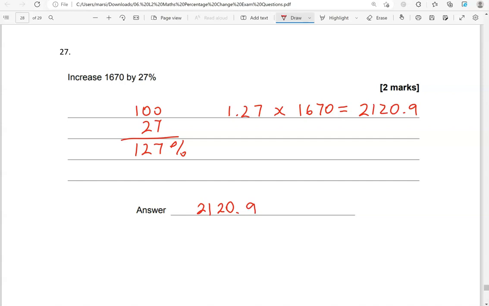How can you check? There are different ways, but one of them is, as 27% is about a quarter, you can work out a quarter of 1600, that's going to be about 400. So if you add 400 on top of this, will that be about 2120? And yes, that's correct.